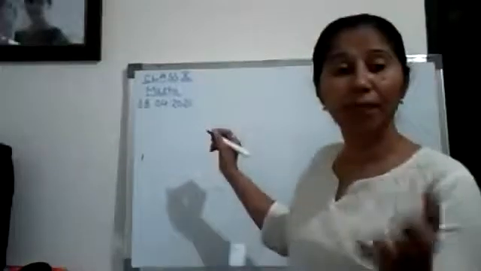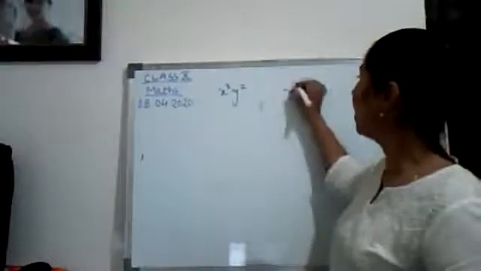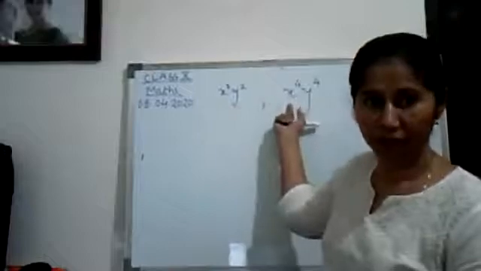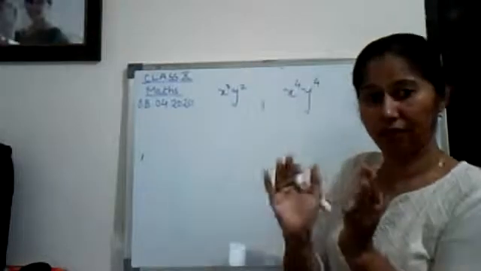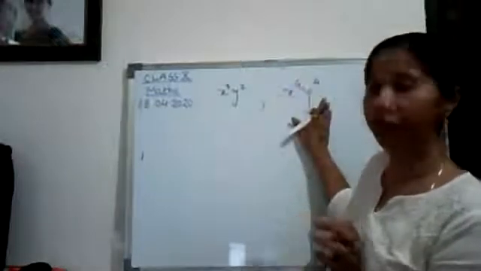I gave you the example in the worksheet, but I have not discussed it with you. Like here I took x cube into y square. And take another example here, x raised to 4 into y raised to 4. Suppose these are two different numbers, that is, the product of x cube into y square and the product of x raised to 4 into y raised to 4.